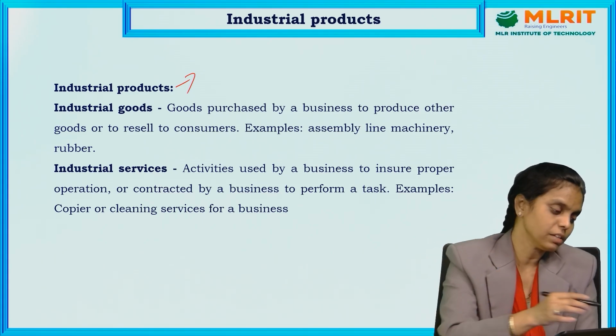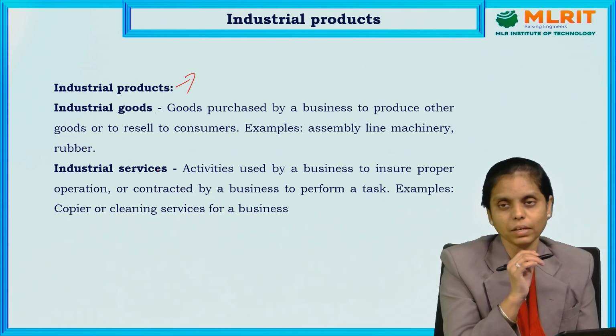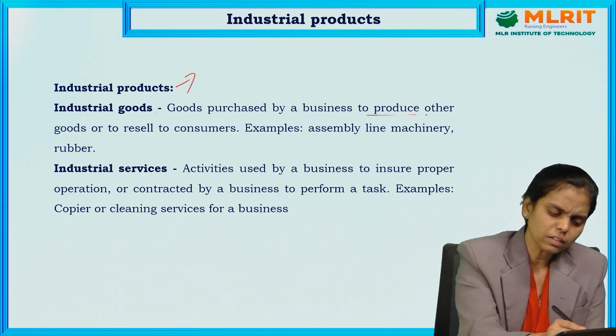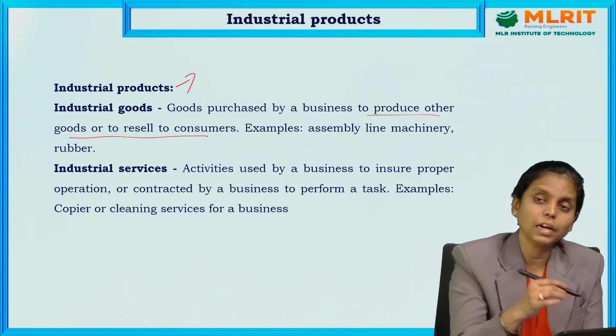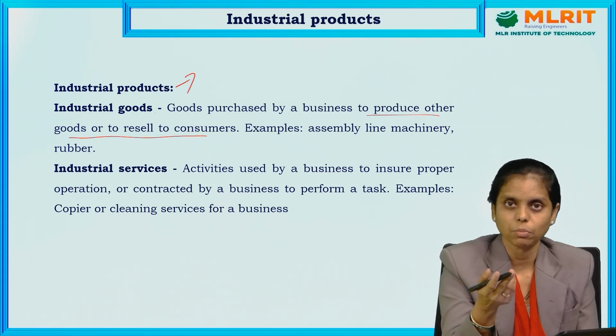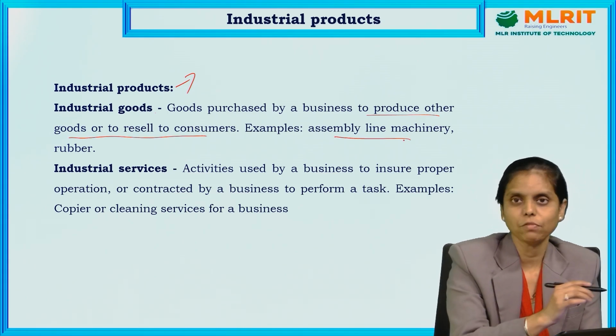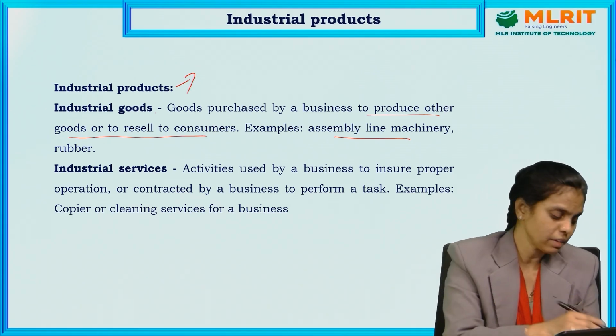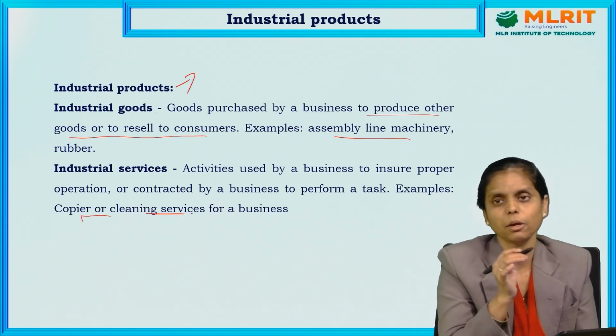Now, under industrial products, again, there are two types that we have. It is industrial goods and industrial services. Industrial goods are the different types of tangible products that can be used for the production of another product. For example, assembly line manufacturing and all. Whereas the industrial services that we have, the best examples are cleaning, maintenance and all.